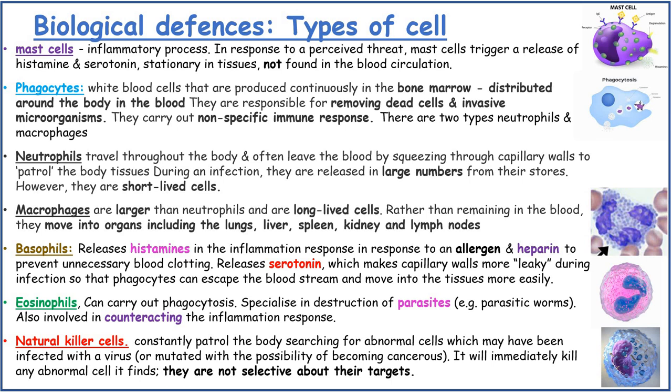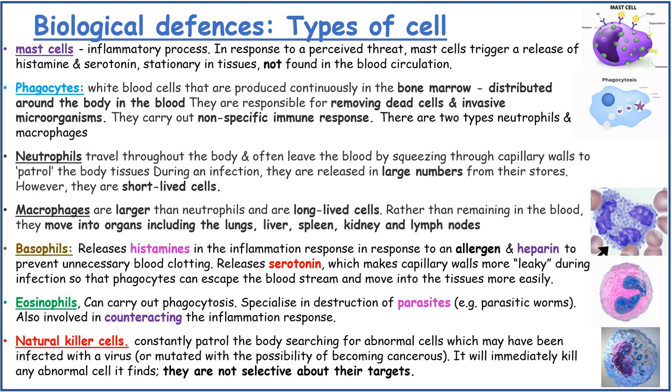Neutrophils travel throughout the body and often leave the blood by squeezing through the capillary walls to patrol the body's tissues. During infection, they are released in large numbers from their stores. However, they're quite short-lived. Macrophages are larger than neutrophils and are long-lived cells, and rather than remaining in the blood, they move into organs like the lungs, liver, spleen, kidney and lymph nodes.